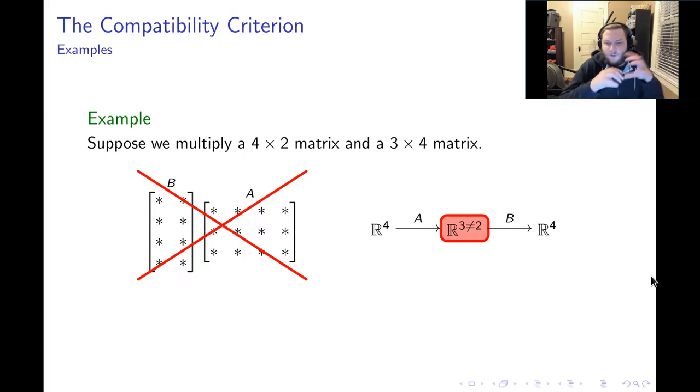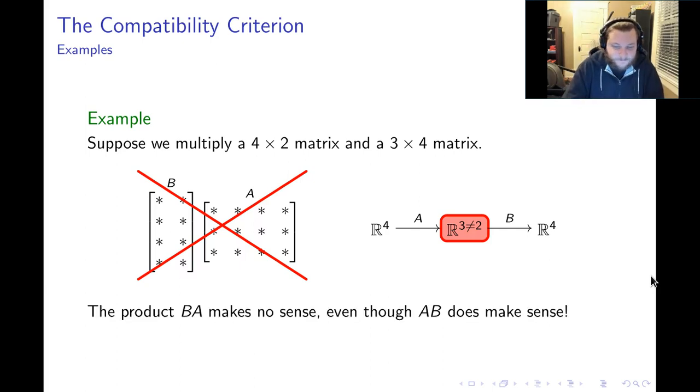So right away, what we're recognizing is we could have a situation where we could multiply two things in one order, but not the other order. We have to pay attention to this compatibility criteria. In this case, B times A does not make sense, even though A times B does make sense.